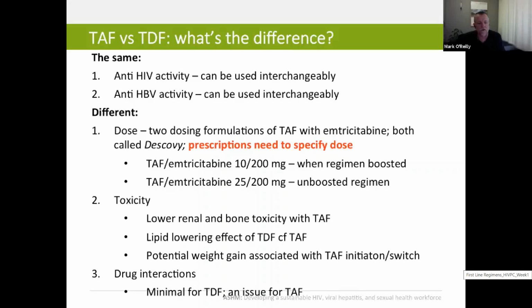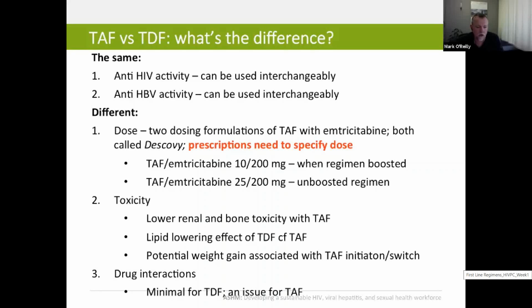It's noted that tenofovir has an impact on lipids, and that the older form, TDF, has a more favourable effect on the lipid profile than the newer form of TAF. But when you look at the total cholesterol HDL ratio, which is what we use to calculate cardiovascular risk, the ratios are preserved whether you prescribe TDF or TAF. There is also a potential for weight gain associated with TAF when it's initiated or when an individual switches to a TAF-containing regimen compared to TDF-containing regimens.